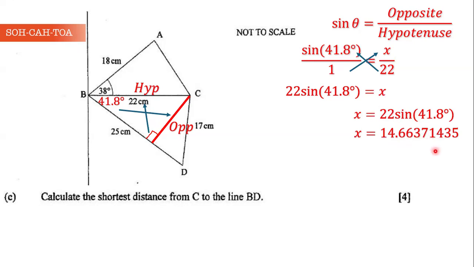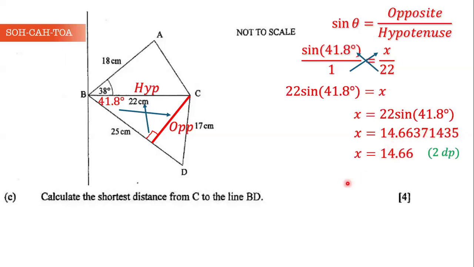14.66371435. And if we were to write our answer correct to 2 decimal places, we'll have 14.66. And the reason is because this 3 right here is less than 5. And once it's less than 5, we cannot round up. So we can't add 1 to 6. So we're going to eliminate all of these digits at the back here, and we keep 14.66.